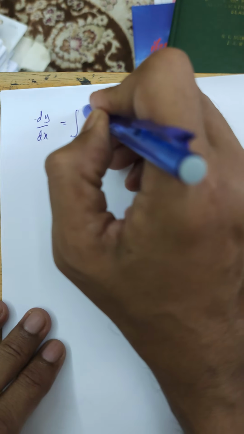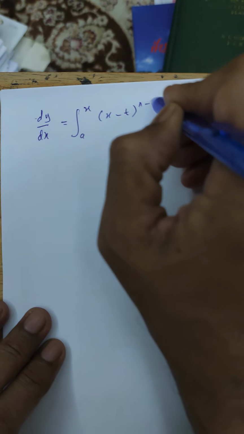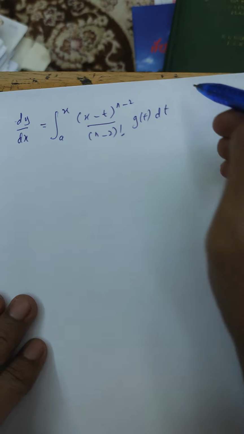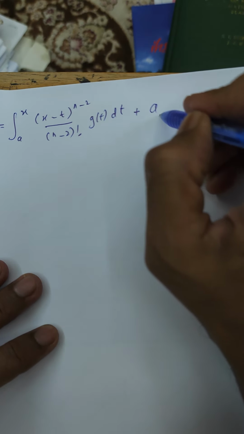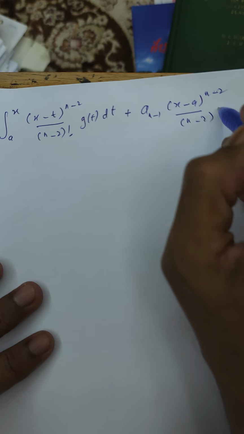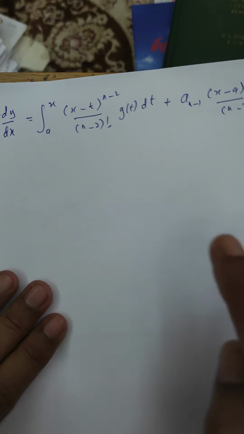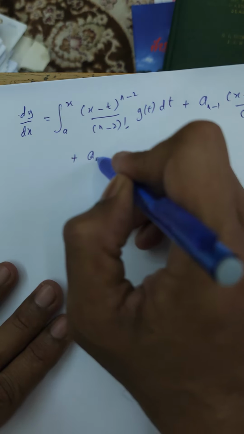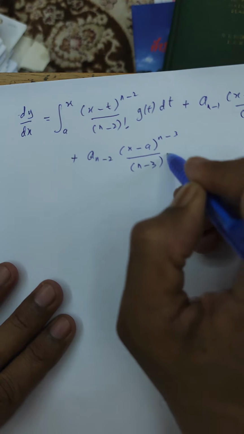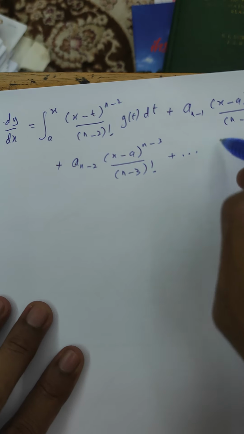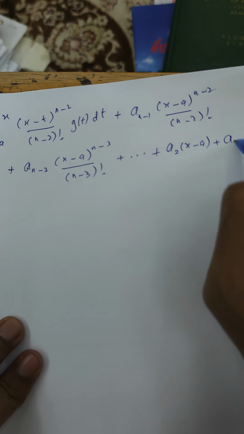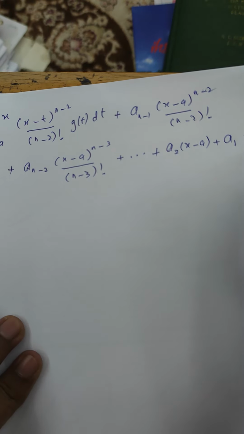Then we can have the integral from a to x of (x minus t)^(n minus 2) over (n minus 2) factorial times g(t) dt, plus a_(n minus 1) (x minus a)^(n minus 2) over (n minus 2) factorial, plus a_(n minus 2) (x minus a)^(n minus 3) over (n minus 3) factorial, and so on, up to a_2 (x minus a) plus a_1. Let's call this equation number 10.